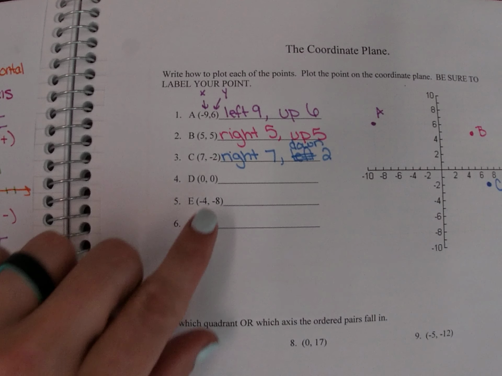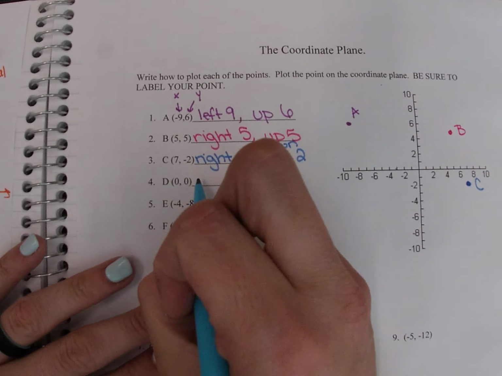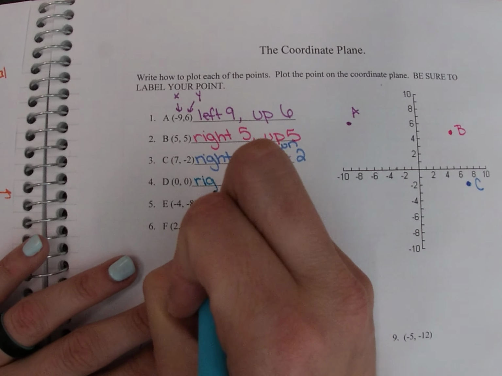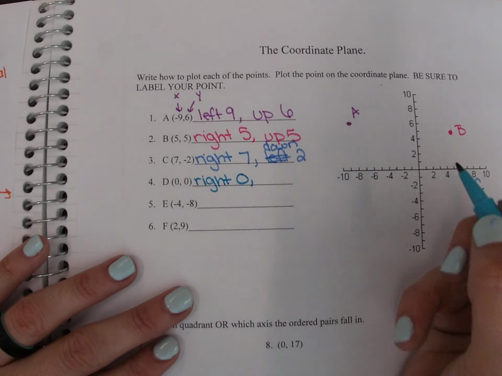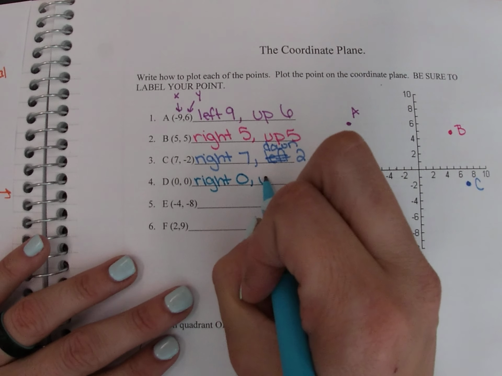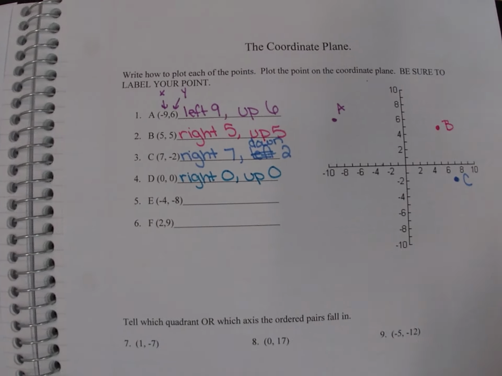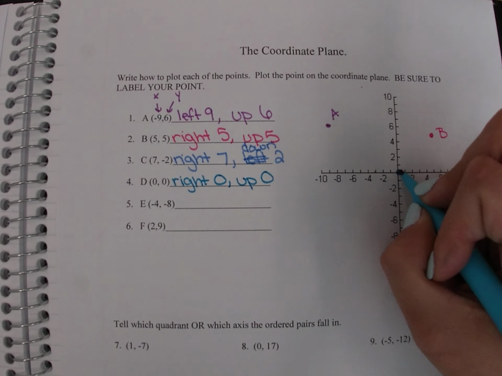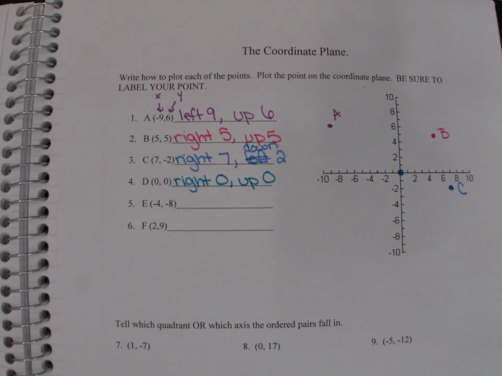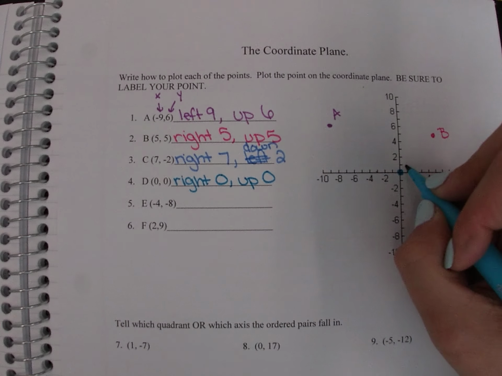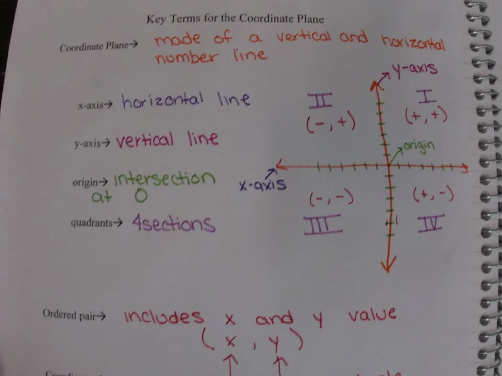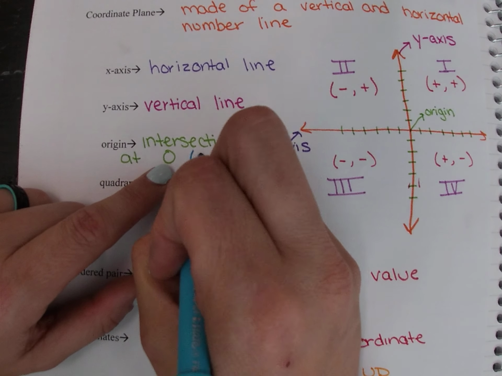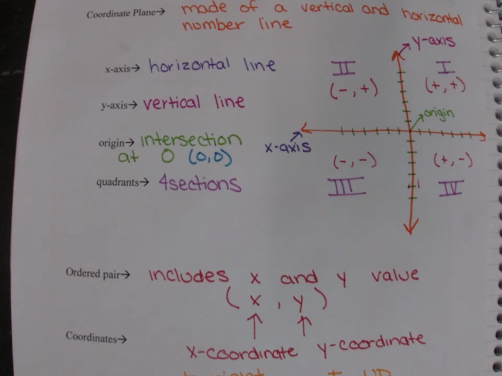Our origin, (0, 0), right? That is telling us to go right 0, up 0, which means we are not moving. So this is actually the point of our ordered pair, or of our origin. So our origin over here is always the ordered pair (0, 0).